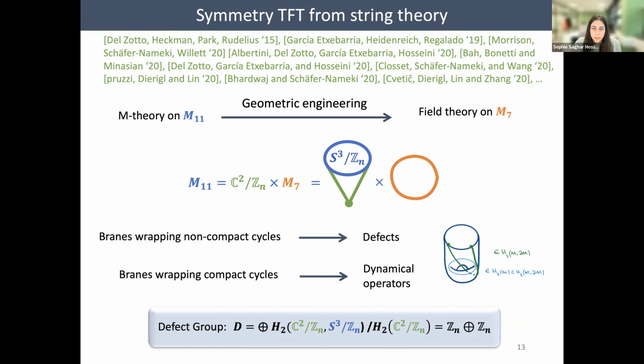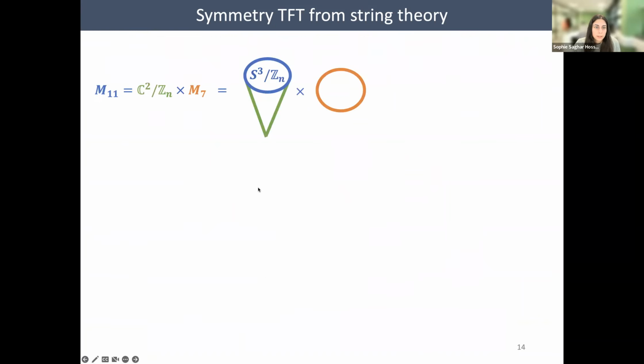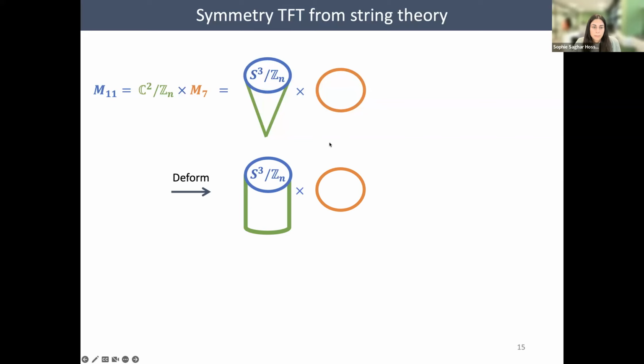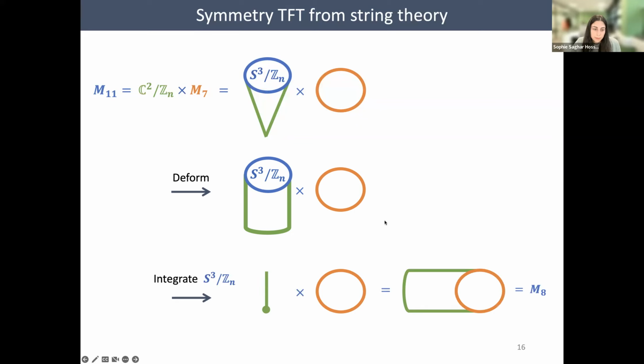Okay, so how do we actually get a symmetry TFT? We start again with this 11-dimensional theory, and we can get rid of the singularity whichever way we like, by deformation or resolving it, and then we get this. Then we integrate over this boundary to find a one-dimensional object, and this gives us a theory in one dimension higher than where our field theory is, an 8-dimensional theory. This is exactly where our symmetry TFT lives.